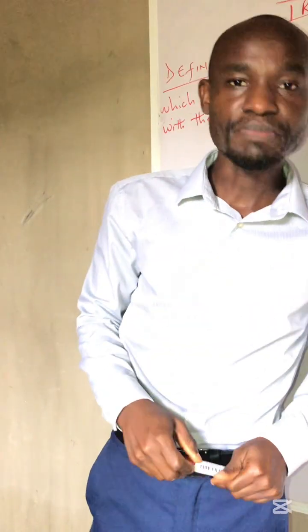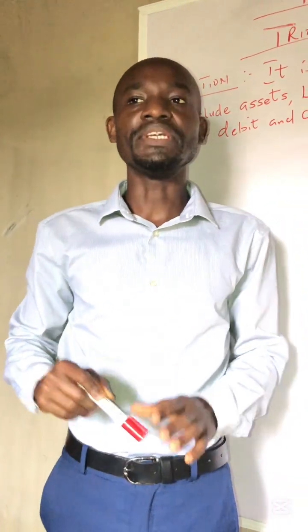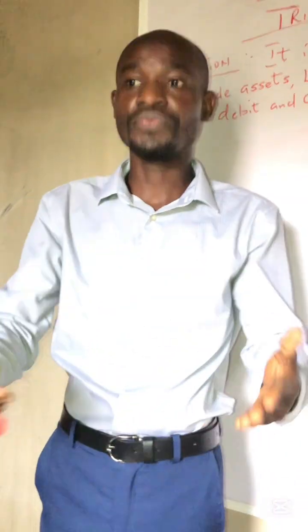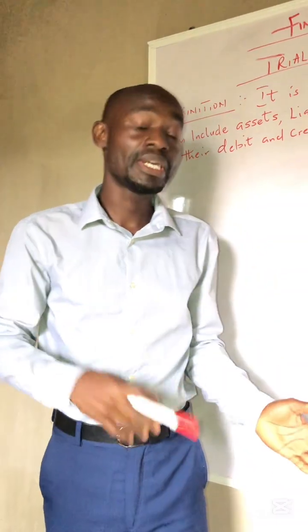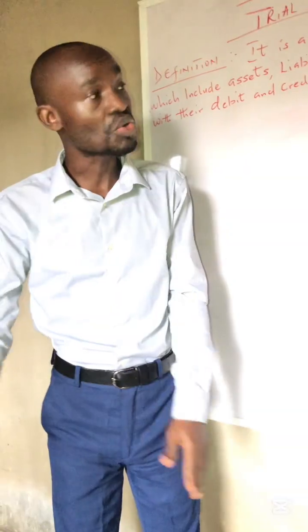Another definition I can give you: trial balance is a list of balances extracted from the ledger to prove the arithmetic accuracy of double entry. So one of the importance of a trial balance is that we use all those balances to prove the accuracy of double entry, to ensure that the double entry system we are trying to do is correct.